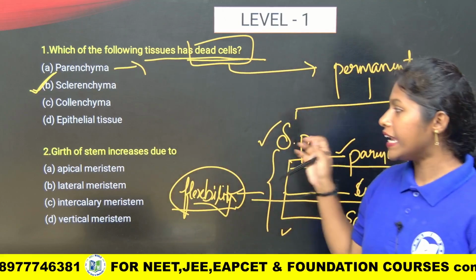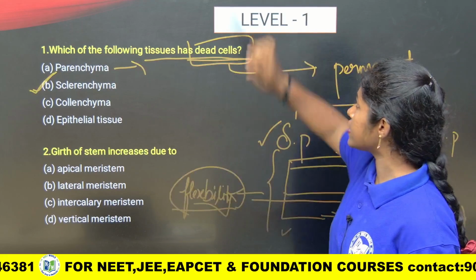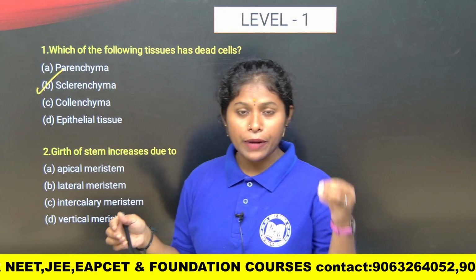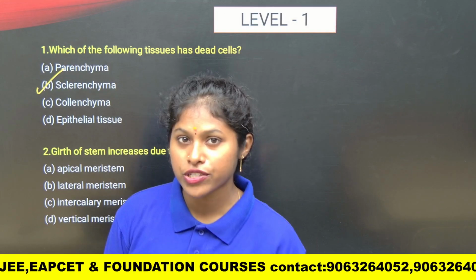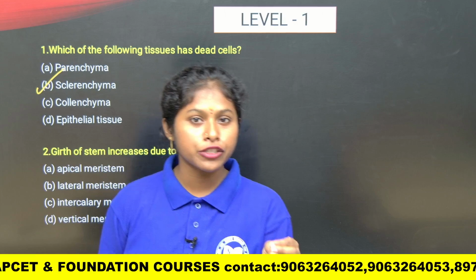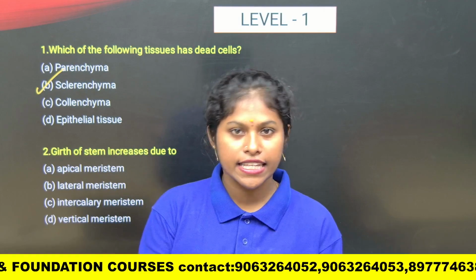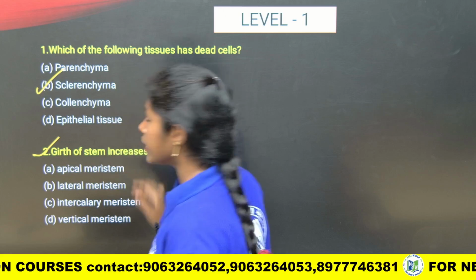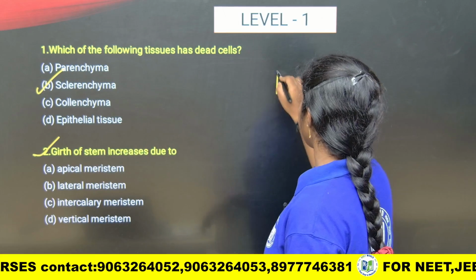Girth of the stems increases due to. They are asking what the girth of the stem increases due to. So I said, for the primary growth of the plant, which tissue is required? Meristematic tissue. Meristematic tissues are actively dividing cells. They are also called meristems, right? So here they are asking about the girth of the stem. It comes under the meristematic tissue.